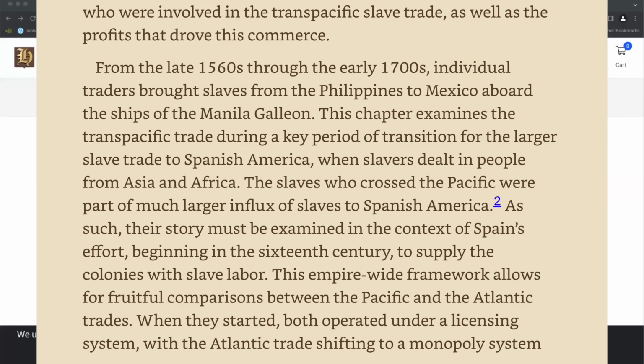This chapter examines the Trans-Pacific trade during a key period of transition for the larger slave trade to Spanish America. Enslavers dealt in people from Asia and Africa, so-called Africa. The slaves who crossed the Pacific were part of a much larger influx of slaves to Spanish America, much larger. As such, their story must be examined in the context of Spain's effort, beginning in the 16th century, to supply the colonies with slave labor.